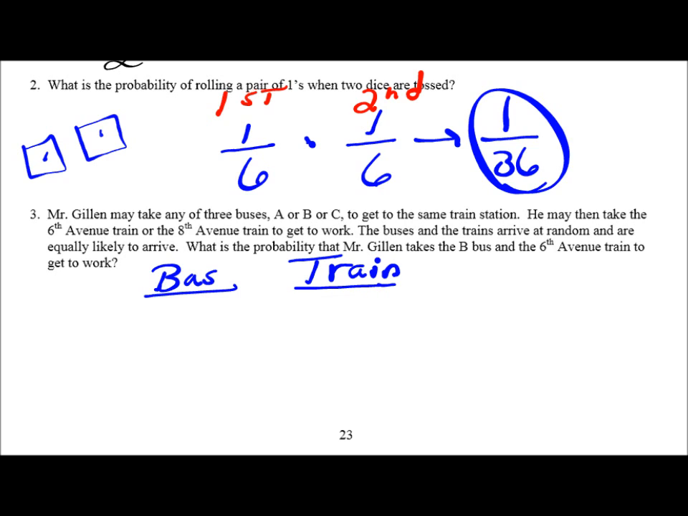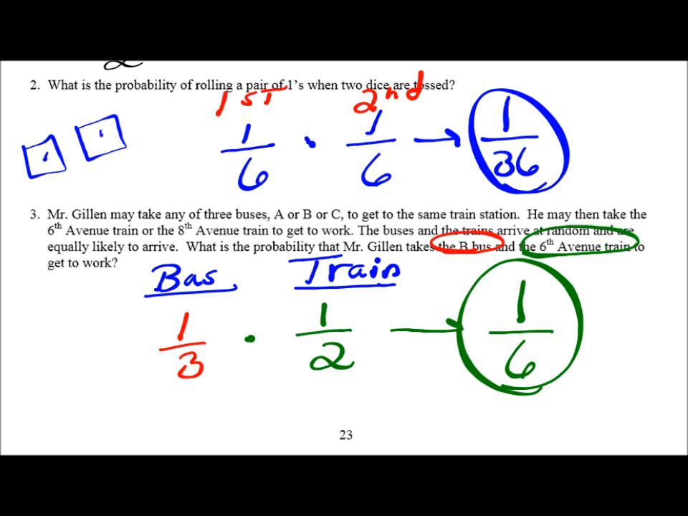And what bus I pick in this problem has no relevance on what train I pick. What train I pick has no relevance to what bus I pick. So the probability of choosing the B bus is 1 out of 3. There's 3 buses. One of them is the B, so there's a 1 out of 3 chance I take the B. Then we want to take the 6th Avenue train. Well, there's 2 different trains. There's the 6th Avenue train, the 8th Avenue train, and so there's a 1 out of 2 chance that I take the 6th Avenue train. Counting principle says multiply, and we get 1 out of 6. There's a 1 out of 6 chance that I take the B bus and then the 6th Avenue train.